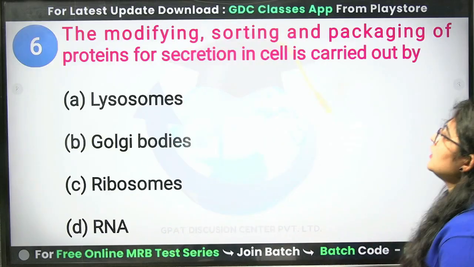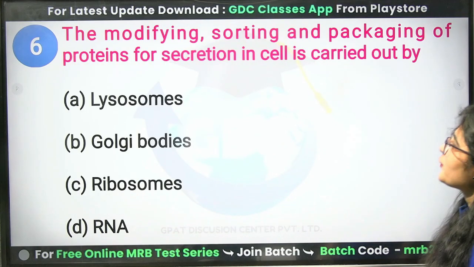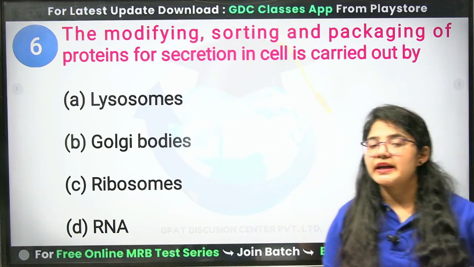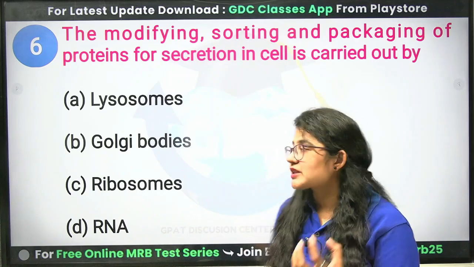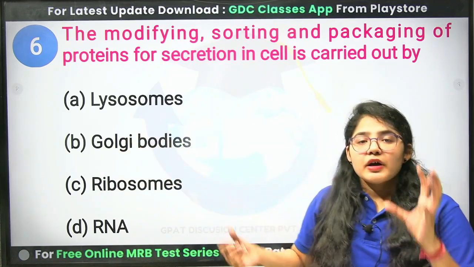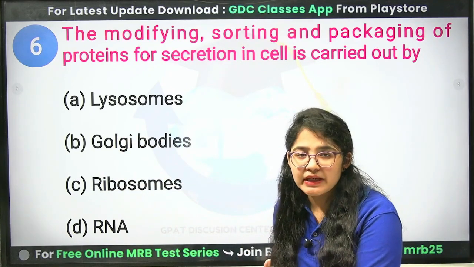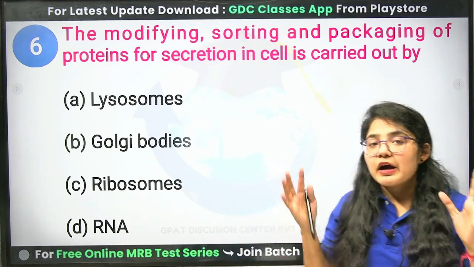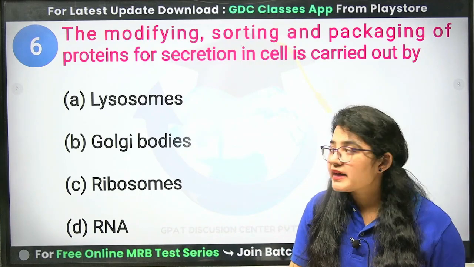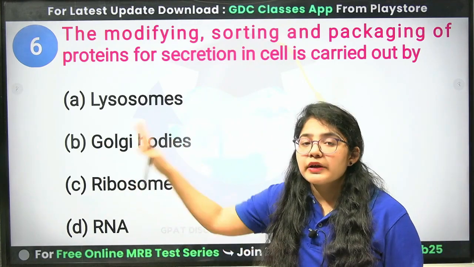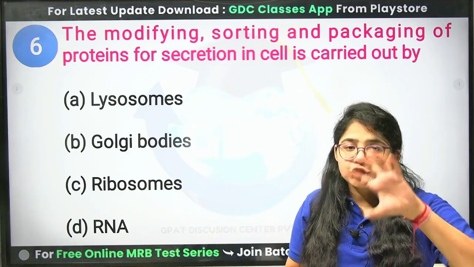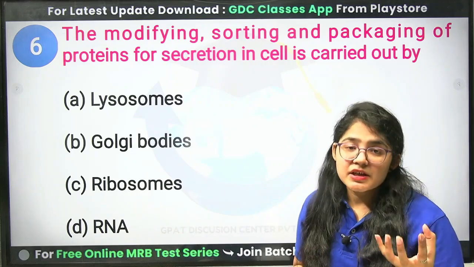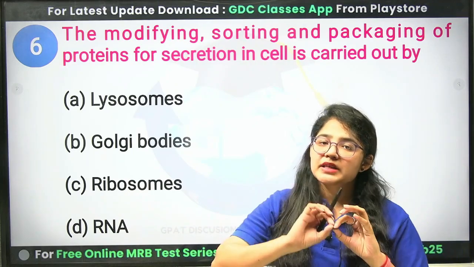Okay. The modifying, sorting and packaging of proteins for secretion in a cell is carried out by the Golgi bodies. Your ribosomes produce the protein part. Your endoplasmic reticulum produces lipids as well as proteins. After the production of these proteins and lipids, your Golgi bodies will sort the good proteins and good lipids. It will pack them in a sac-like structure and transport them from one cell to another cell.